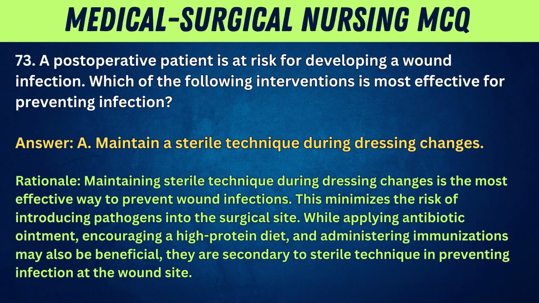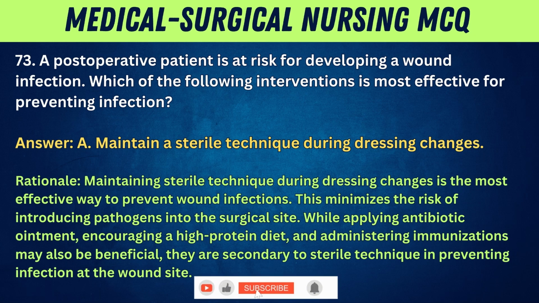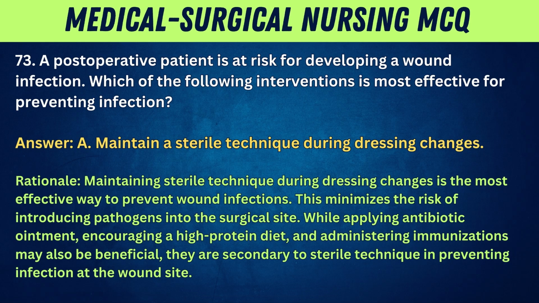Rationale: maintaining sterile technique during dressing changes is the most effective way to prevent wound infections. This minimizes the risk of introducing pathogens into the surgical site. While applying antibiotic ointment, encouraging a high-protein diet, and administering immunizations may also be beneficial, they are secondary to sterile technique in preventing infection at the wound site.